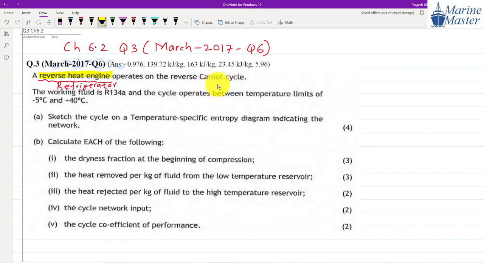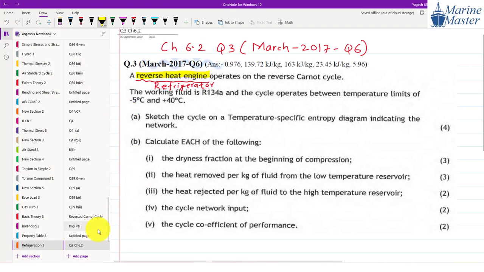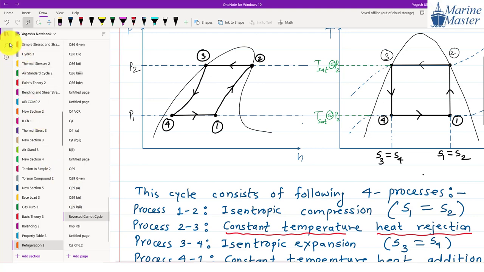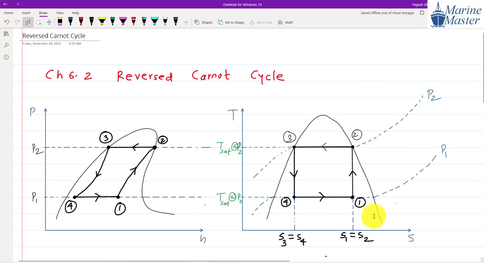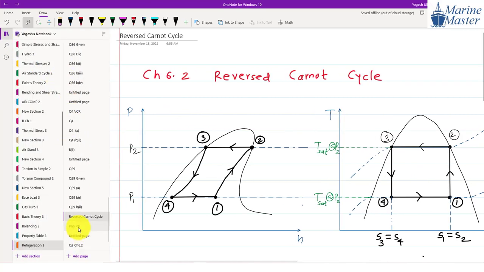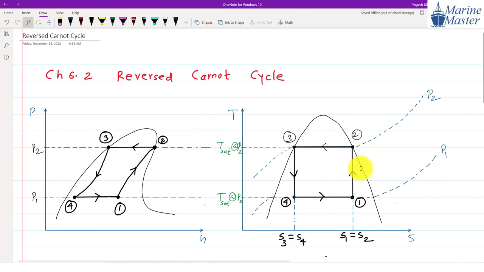And whenever we have a reverse Carnot cycle, don't worry about anything. Our pressure-enthalpy (p-h) and temperature-entropy (T-s) diagrams will remain constant, like this only. For the reverse Carnot cycle, you have to memorize this drawing. Whether it is a heat engine or heat pump, for both scenarios we will have the same thing.